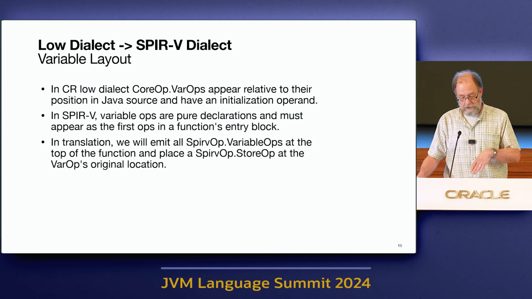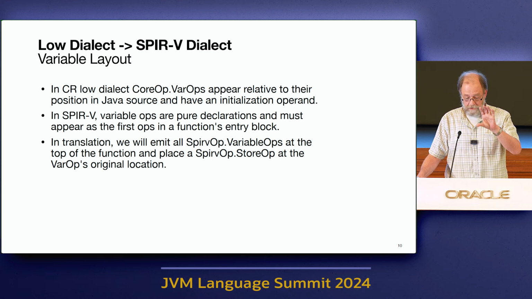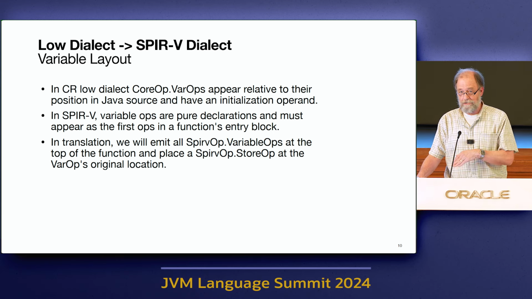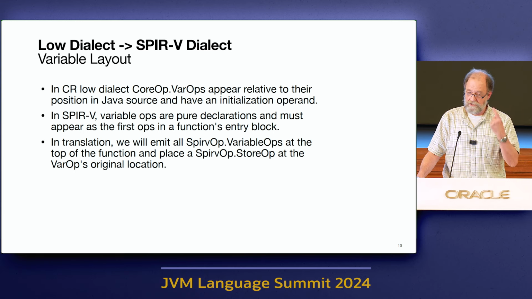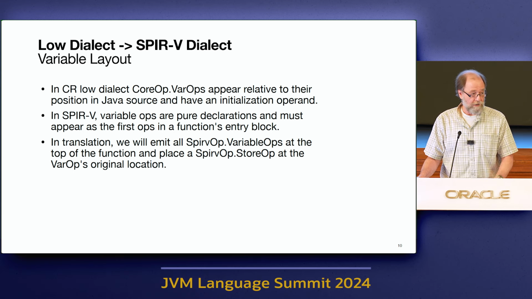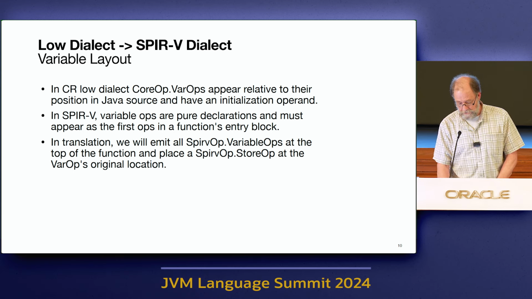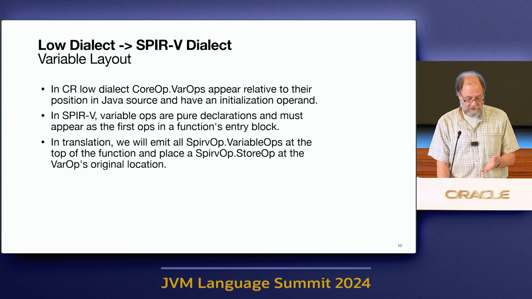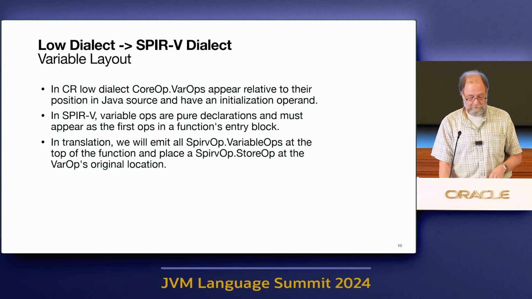So in the translation, we're going to lift all the variable ops for SPIR-V to the top and put them in the entry block, just as declarations. And then in the original position of the Java var op, we're going to take the right-hand side of that var, which is the initialization value, and we'll create a store into the variable we declare at the top. So it's very straightforward, but it's kind of this awkward reorganization of ops. And it was something that wasn't just a linear mapping from op to op.